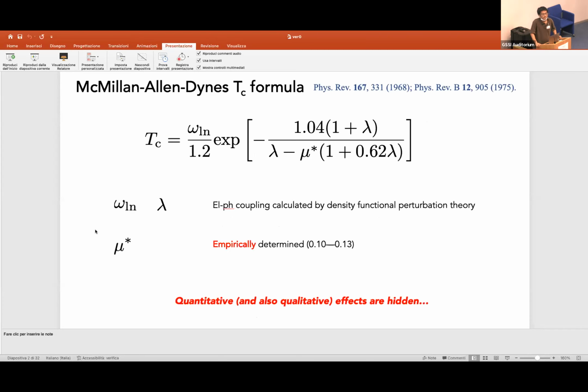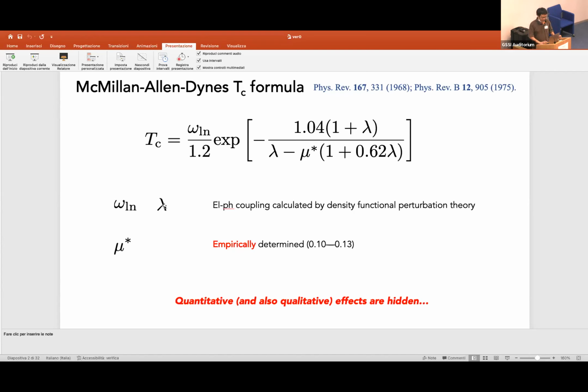So probably all the audience are familiar with this equation, the Macmillan-Allen-Dynes formula. This is very useful for estimating the superconducting transition temperature based on a phonon-mediated superconducting theory. And the usual usage of this is we calculate the omega ln factor representing the typical phonon frequency that couples the electron, and also the lambda representing the strength of the electron-phonon coupling from first principles.